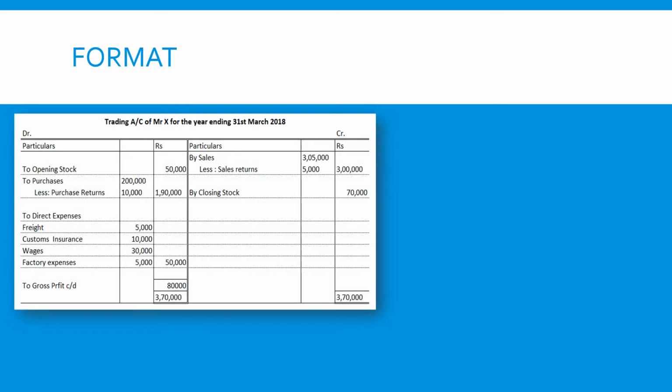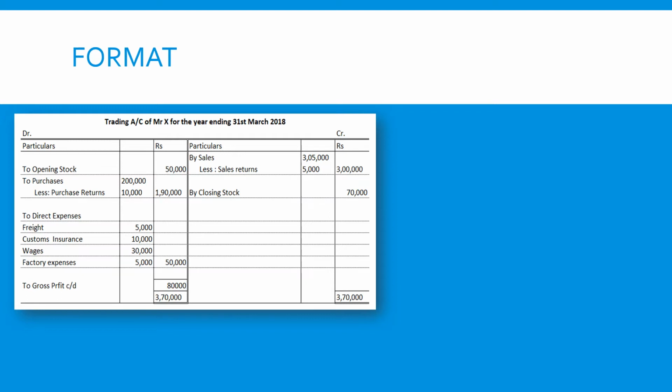Let's see now how the trading account really looks. Here we have a traditional format of a trading account, which is T-shaped, in line with what I was saying earlier about the T shape, where the left side is the debit and the right side is the credit. Whatever line items I spoke about in my previous slide are shown here: the opening stock, purchases, sales, and the closing stock.